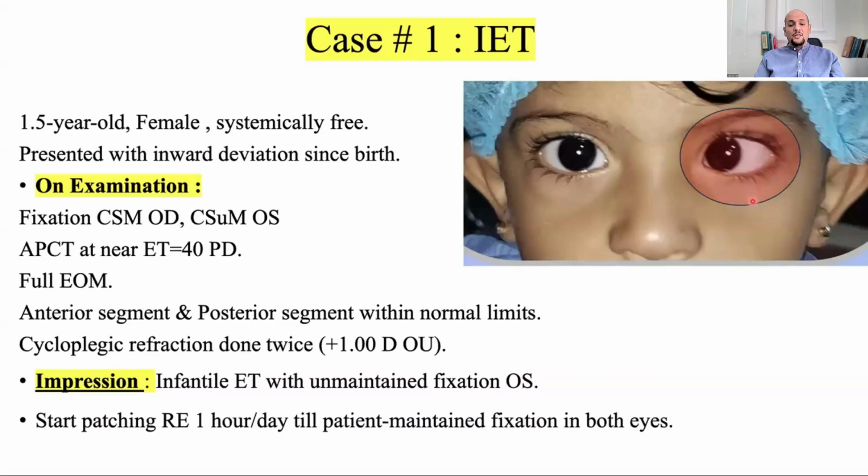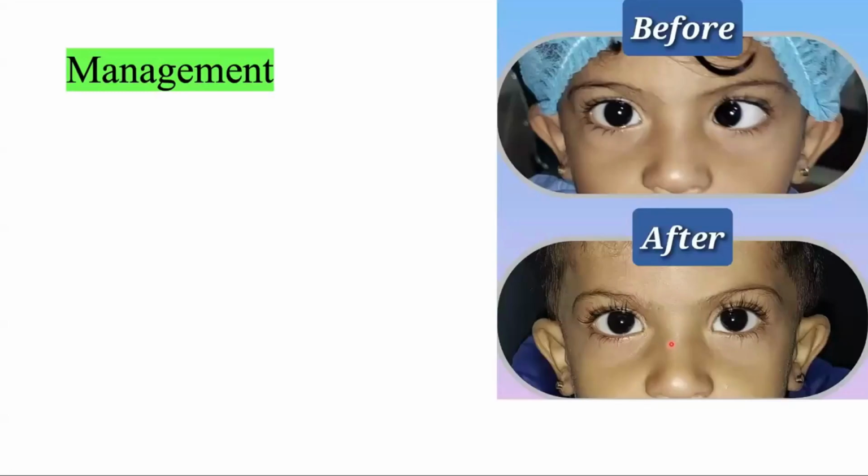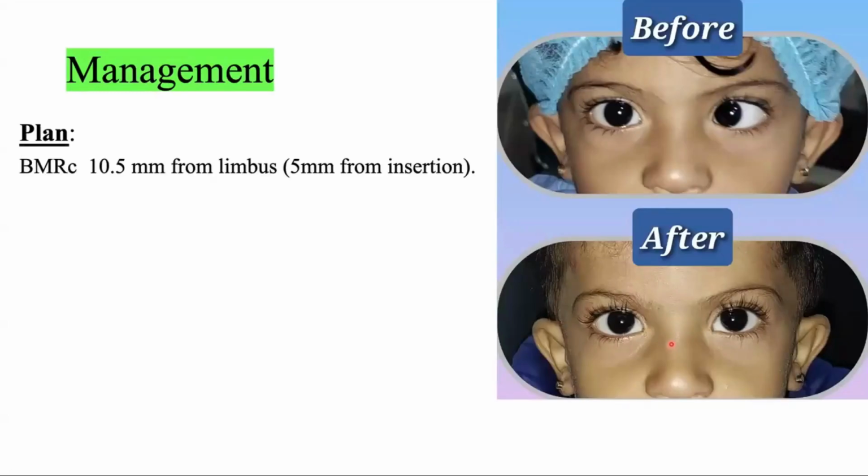So I started right away right eye patching 1 hour daily till the patient maintained fixation in both eyes. And once the patient maintains fixation or holds fixation on both eyes, that means that the child has good vision in both eyes, most probably. So what about the management? I did bilateral medial rectus recession, 10.5 millimeter from the limbus and 5 millimeter from insertion.